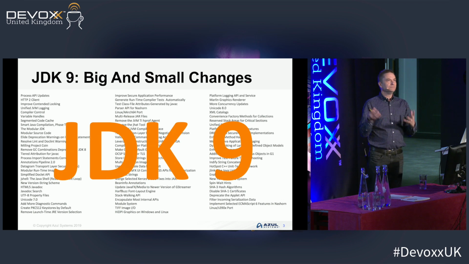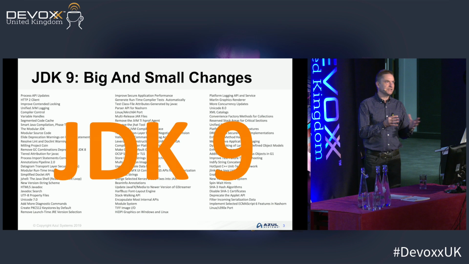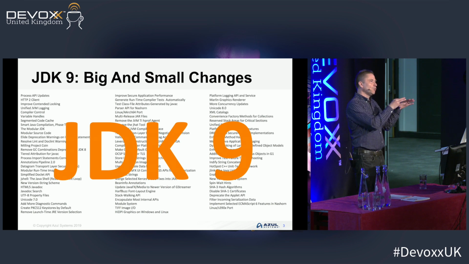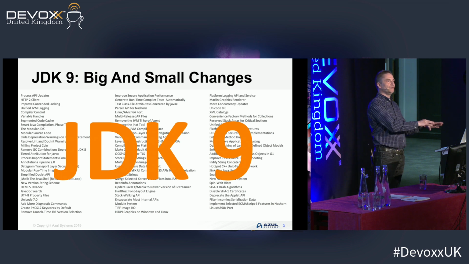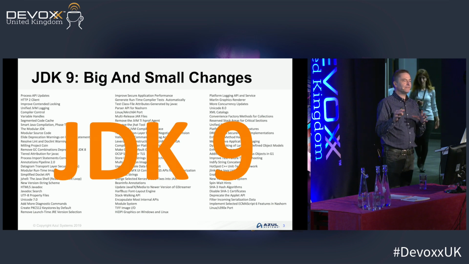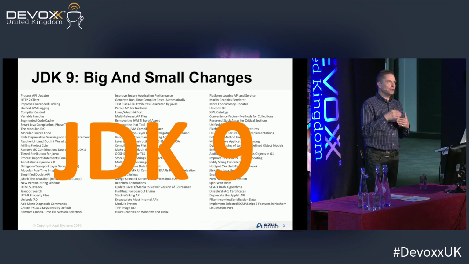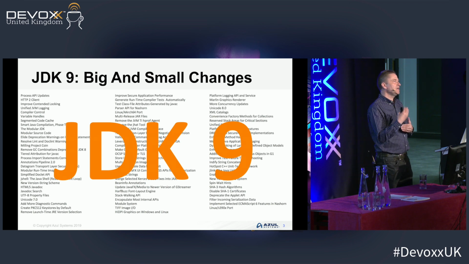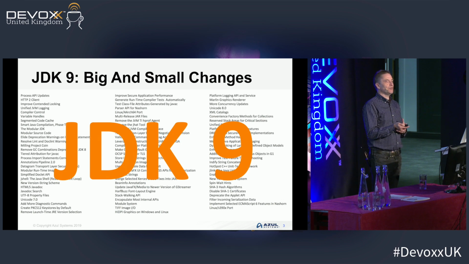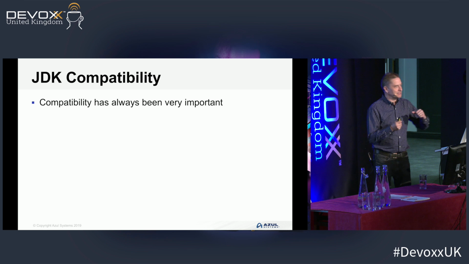So JDK 9 contained a lot of changes. Most of them, it has to be said, were fairly small. A lot of them were quite low level in terms of the JVM itself or buried in the libraries, so they didn't really have too much impact. But there was one which is really quite significant, and so we need to spend at least a couple of minutes talking about that. And that is, well, okay, before we do that, let's talk about compatibility.